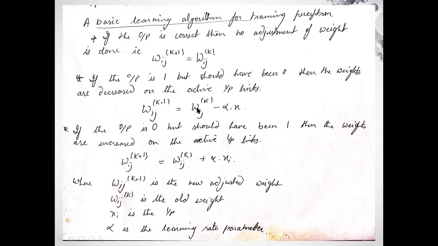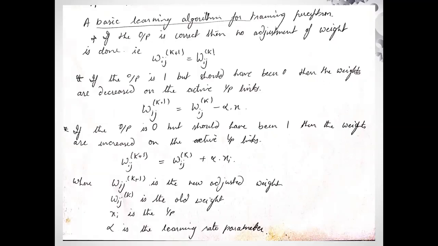It will be equal to the old weight, that is wij raised to the power k, minus alpha times x. What is alpha? Alpha is the learning rate parameter. Now this is constant. And what is x? X is the input, that is the active input link. So this is the equation we are going to use in the condition whenever the output is 1 but it should have been 0.